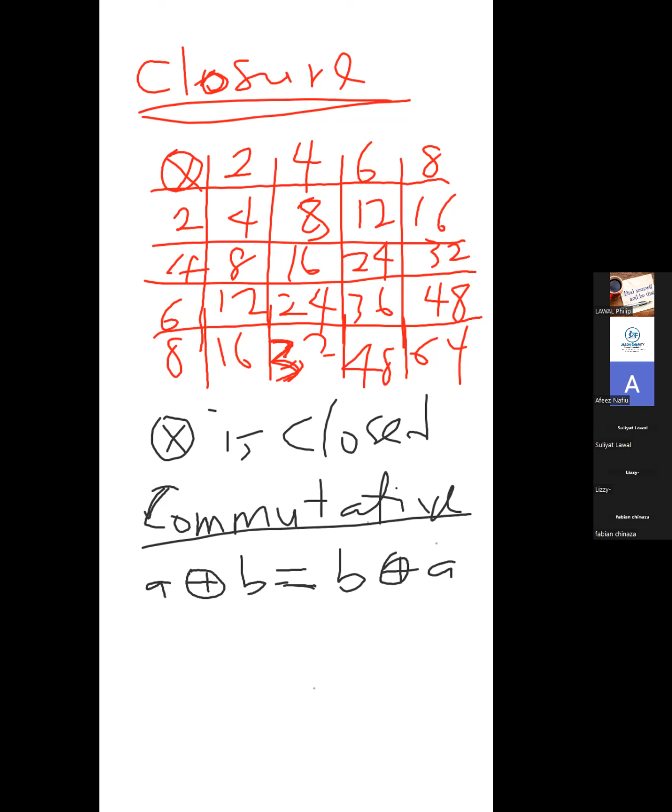It is not in all cases that when you interchange the operations or the values or the variables, you get the same thing. But anytime you interchange and you are able to get the same thing, then you will say that it is commutative.